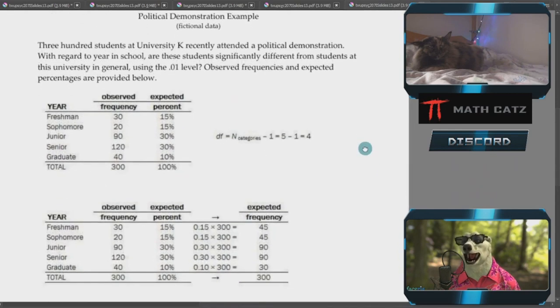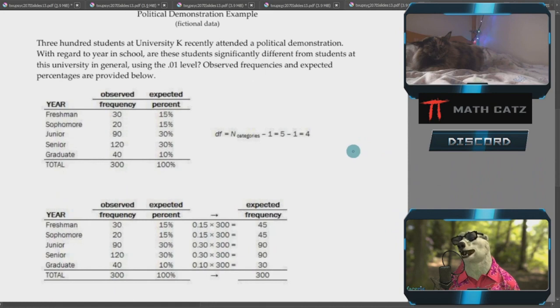Well, we have to calculate the expected frequency based on the percentage and the total. 15% of 300 is 45, and we calculate the expected frequencies for each of the categories. And now we want to see, well, yes, 30 is different from 45, 20 different from 45. Oh, this 90 is exactly what we expected. But overall, how different is different enough?